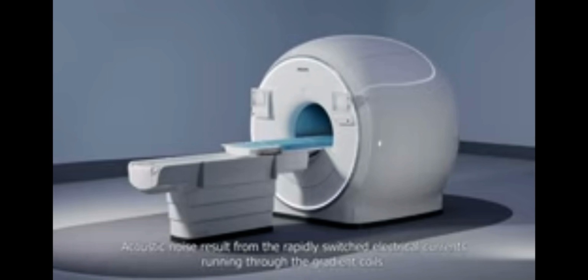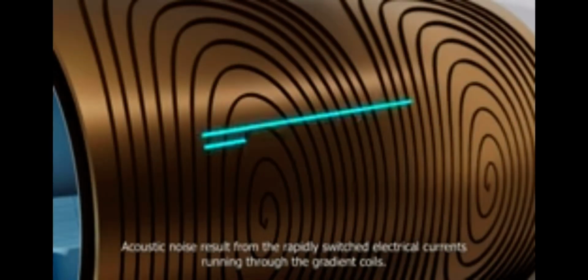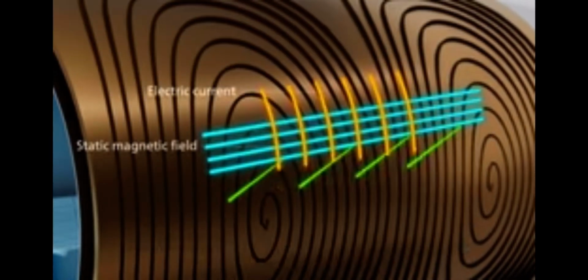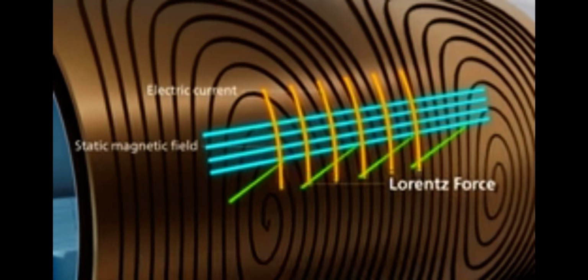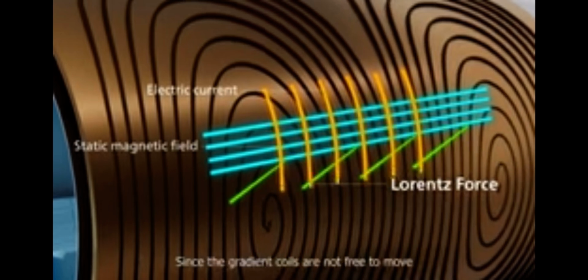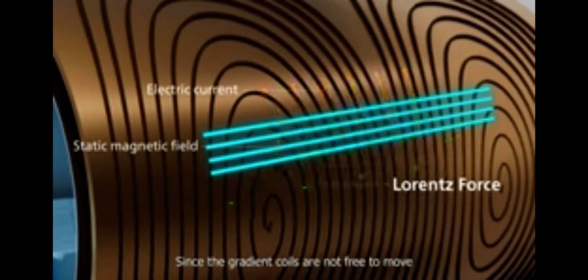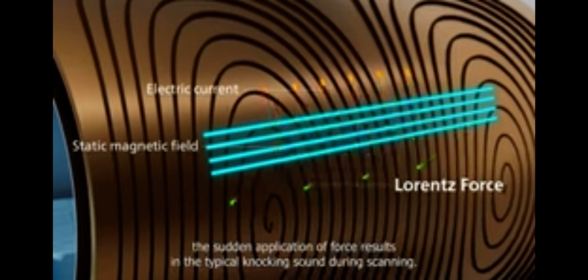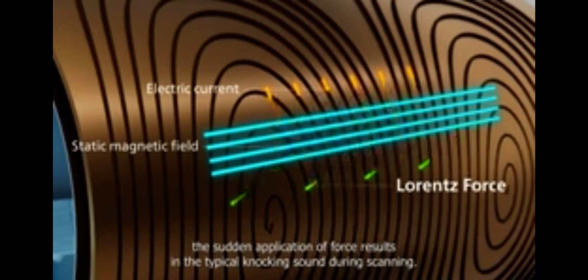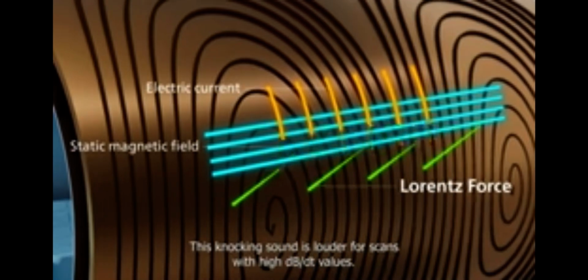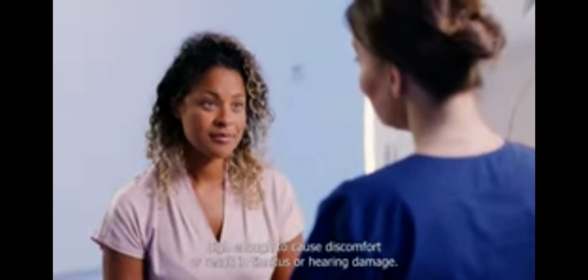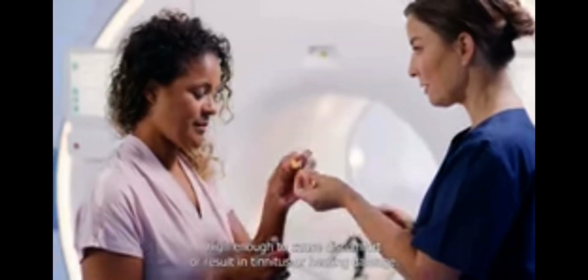Acoustic noise results from the rapidly switched electrical currents running through the gradient coils. This electromagnetic force is known as the Lorentz force. Since the gradient coils are not free to move, the sudden application of force results in the typical knocking sound during scanning. This knocking sound is louder for scans with high dB/dt values. The sound that is generated can approach acoustic noise levels high enough to cause discomfort or result in tinnitus or hearing damage.